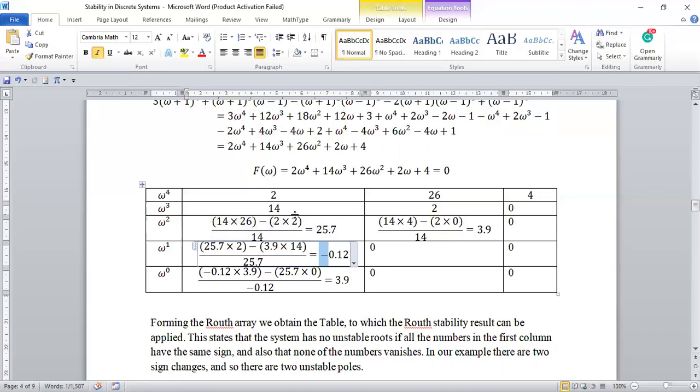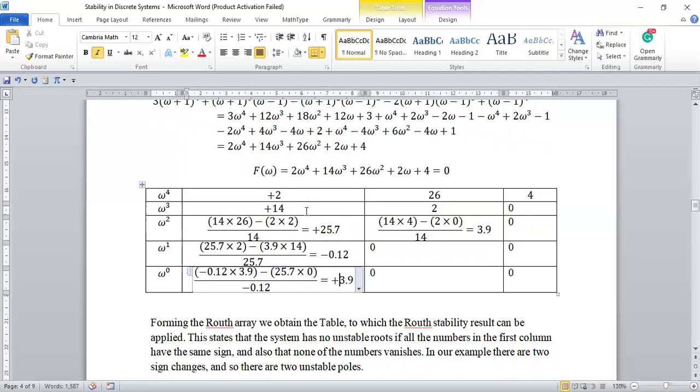So the number of unstable poles equals the number of changes in sign. Here is positive, and you are changing to positive, so there's no change of sign. Here is positive and you are changing to positive, so no change of sign. But here is positive and you are changing to negative, so we know that we are counting one unstable pole here. Then here is negative and we are changing to positive.